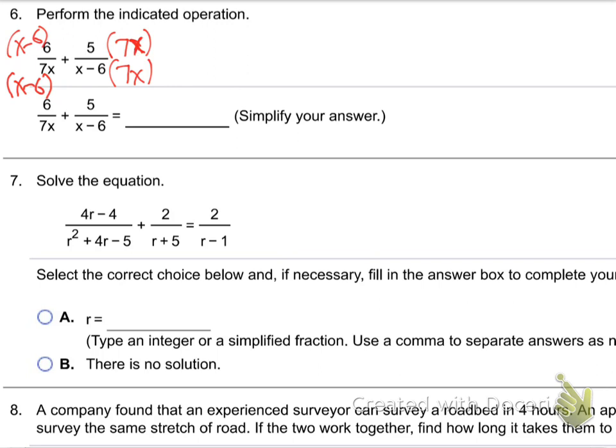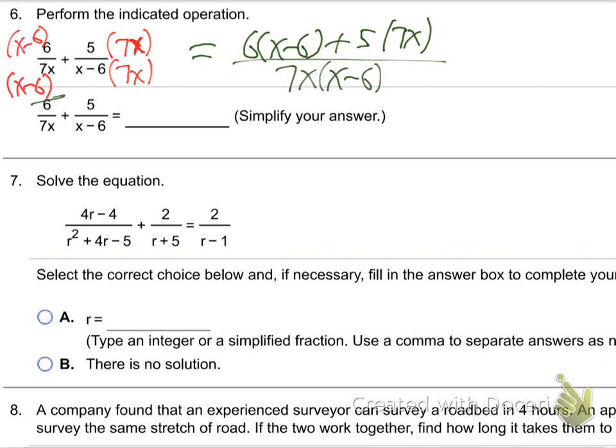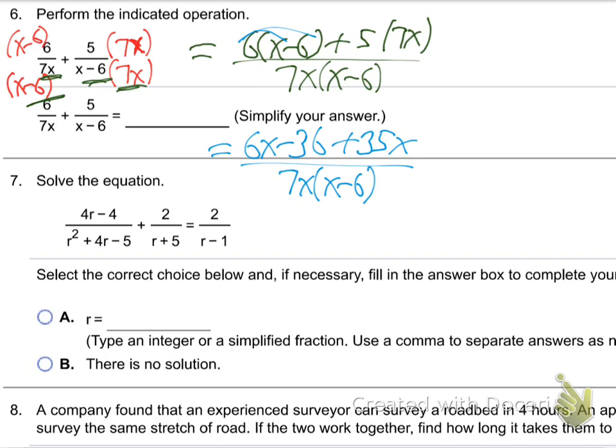And so what will that give us? That will give us 6 times x minus 6 plus 5 times 7x over the common denominator, 7x, x minus 6, right? They both have the same denominator. Okay, so let's gather some like terms. What are we going to get? We're going to get 6x minus 36 plus 35x. And then the bottom I'm just going to leave unchanged. You only multiply out the top.